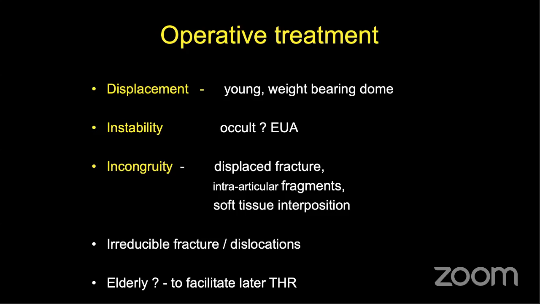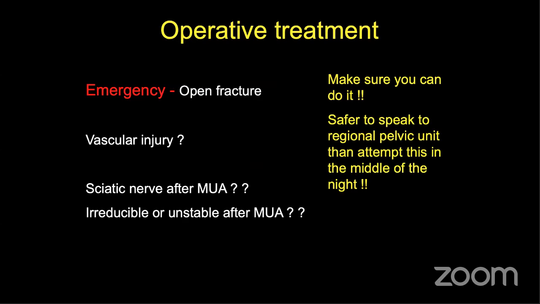And in some elderly patients, there is a vogue now to try and aggressively operate on them to try and get them up sooner rather than later. So the indications for fractures in elderly for surgery could be that you operate on them and just fix them to try and facilitate a total hip later on, or you do both at the same time. And we'll see an example later on.